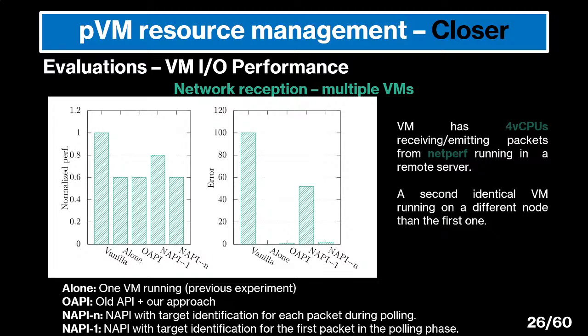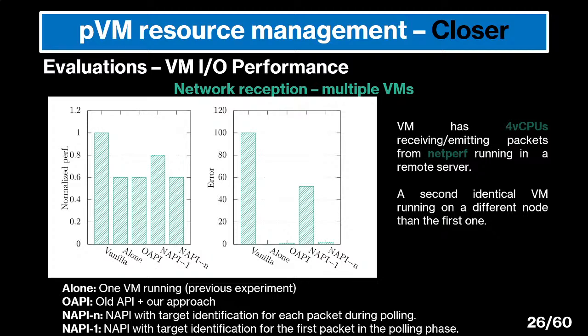The whole API model, which corresponds to one interrupt, corresponds to one packet. The NAPI-N, where there's the interrupt polling, and for each packet in the polling, we identify the target virtual machine. And NAPI-1, which is the default model where there's an interrupt. We identify the destination for the first packet, and then the remaining packets which will be polled will be sent to the destination which has been identified for the first one.